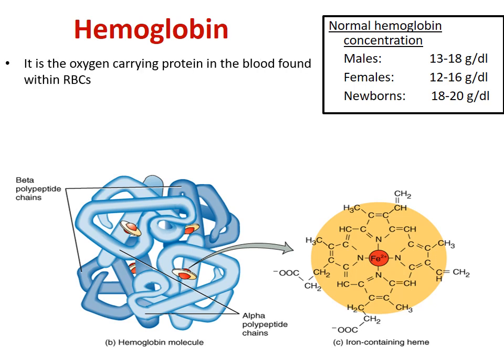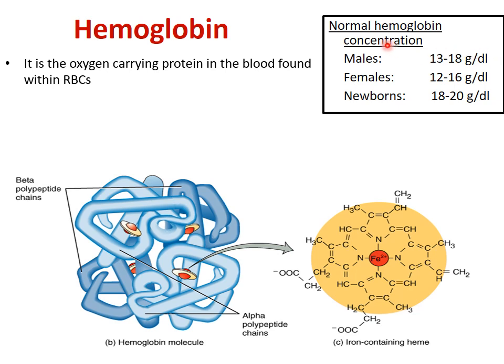The normal hemoglobin concentration in males, females and newborns. In males, the hemoglobin is about 13 to 18 gram per deciliter. Deciliter means per 100 ml. In females, it is 12 to 16 gram per deciliter, that is 12 to 16 gram per 100 ml. And in a newborn, it is 18 to 20 gram per 100 ml.